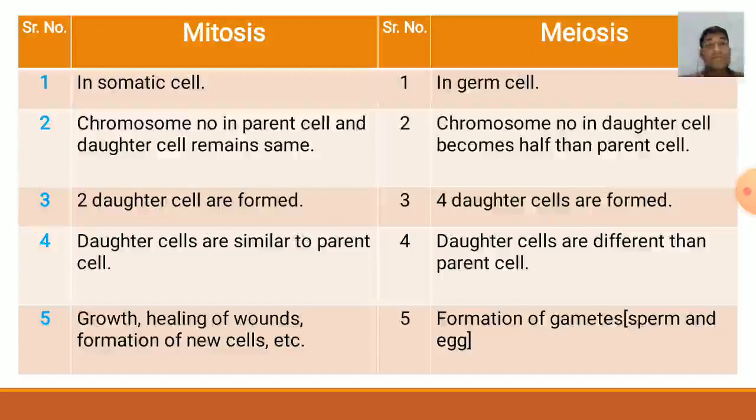Next point, growth. Mitosis is essential for growth, healing of wounds, and formation of new cells in the organism. Meiosis is essential for the formation of gametes, meaning sperm and eggs, in the organism.